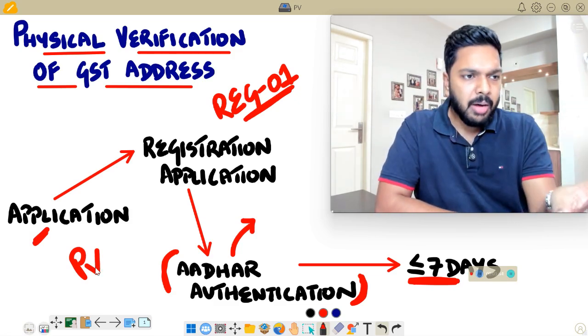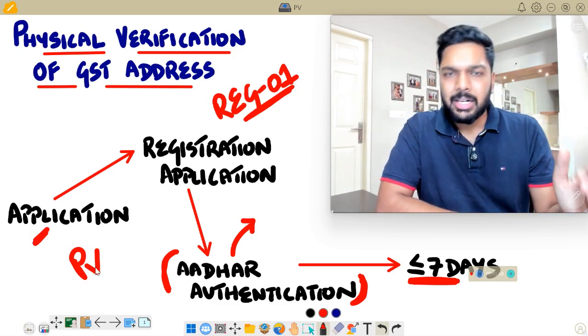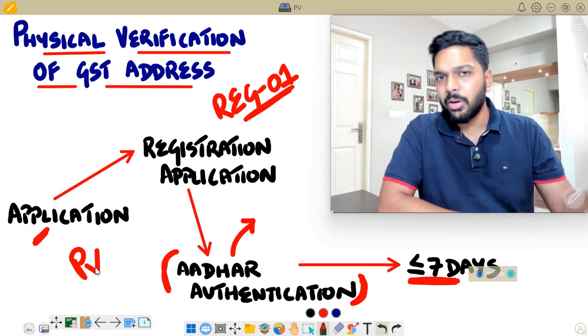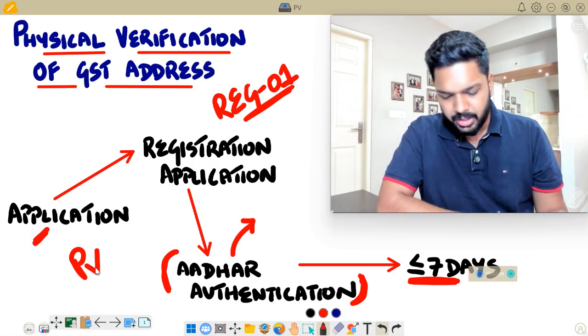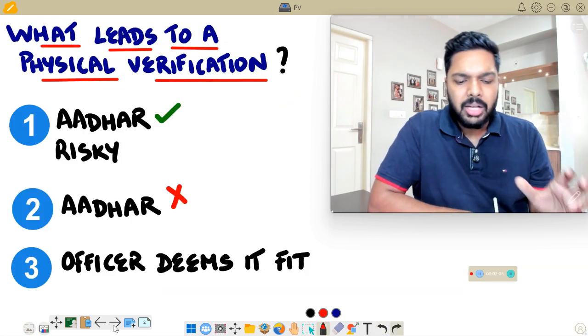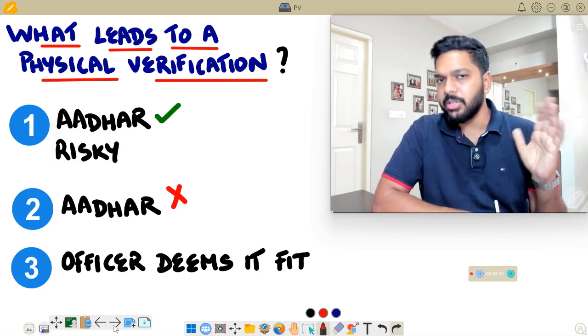So the officer will come to your place, your proposed place of business under GST, and then conduct a physical verification to see if things are okay at that particular building being used for commercial purposes. So therefore, what are the instances or the situations that lead to a physical verification under GST is what we'll understand next.